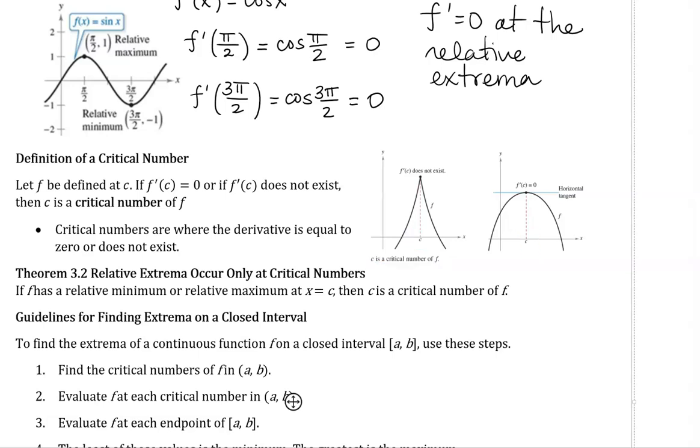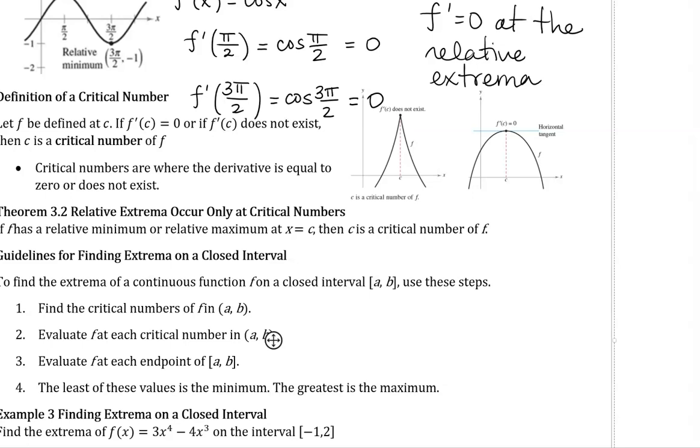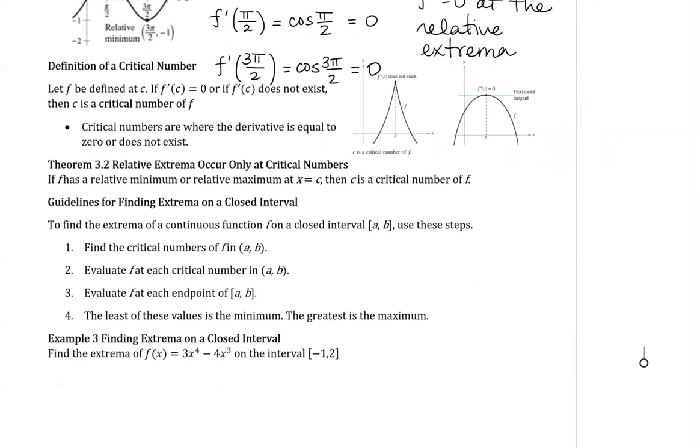And why are critical numbers important? Because relative extrema can only occur at critical numbers. So if we have a relative maximum or a relative minimum, theorem 3.2 tells us that that relative max or relative min is happening at a critical number of the function. So it is happening somewhere where either the derivative does not exist or the derivative is equal to 0.